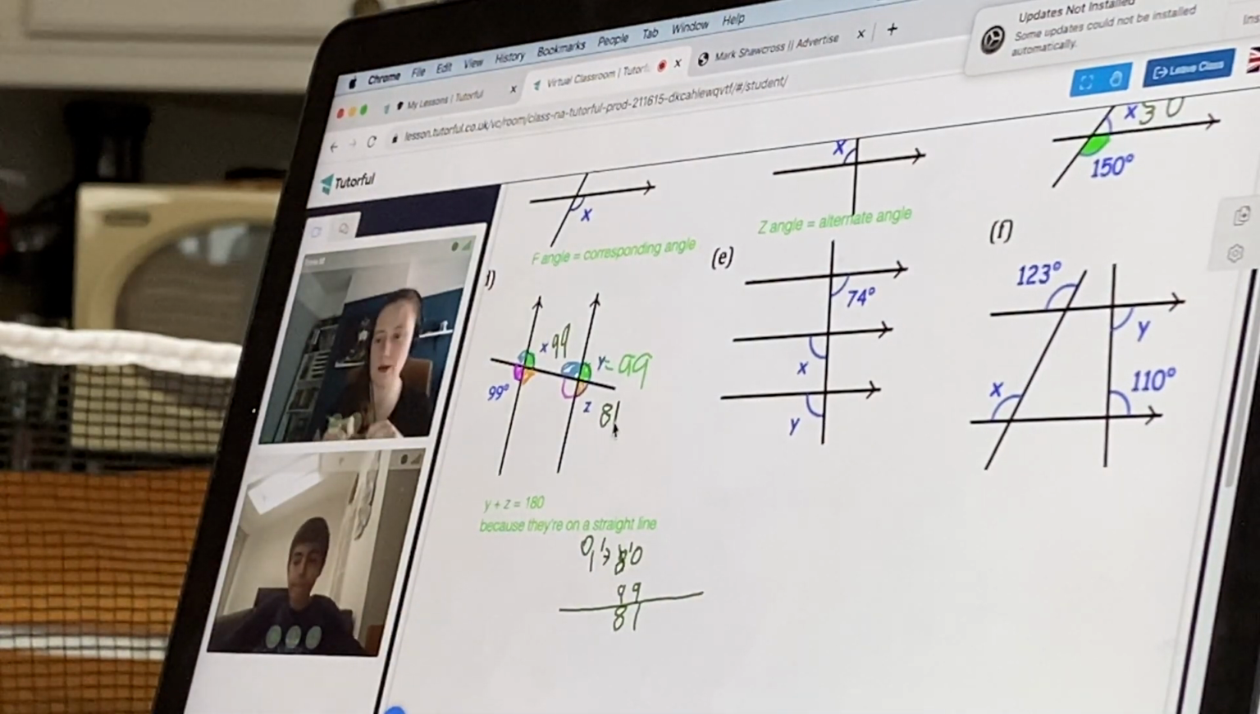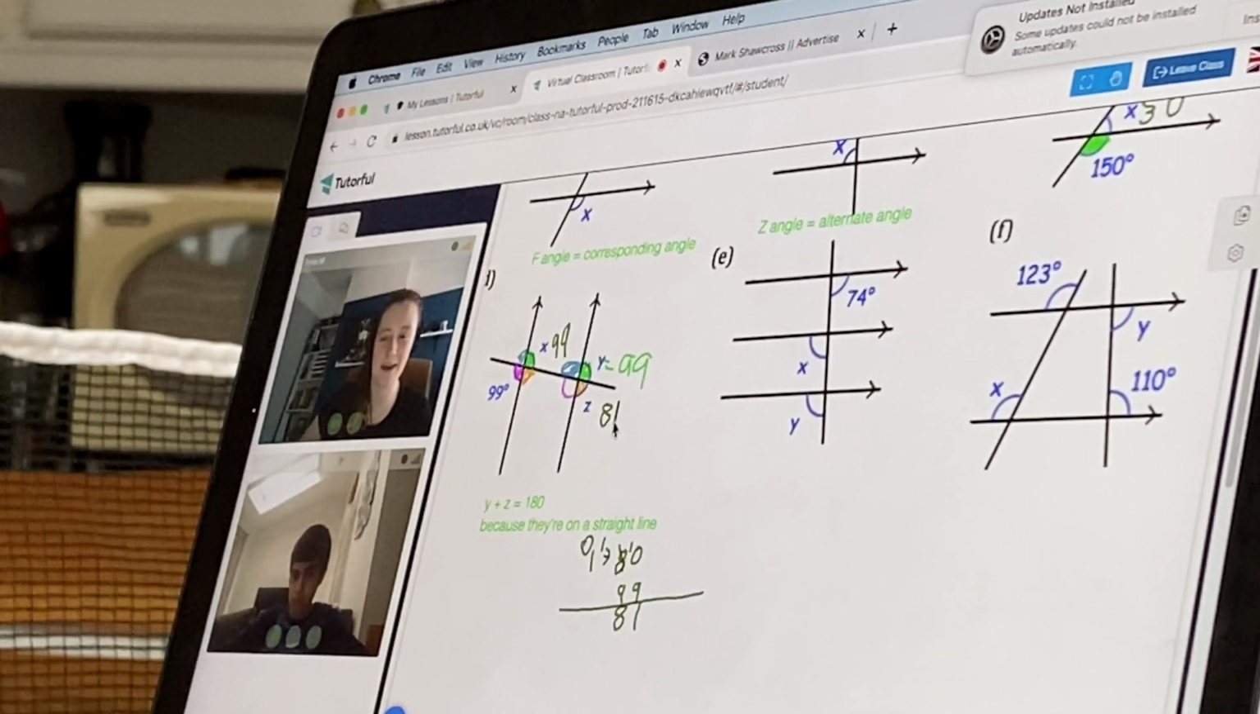Okay, what about E? How could we do this one? Are there any angles that we can use with that 74 to know the other angles? X isn't quite 74, because 74 is underneath the parallel line and touching this side of this line, whereas x is underneath but touching the other side of the line. So it's going to be y.